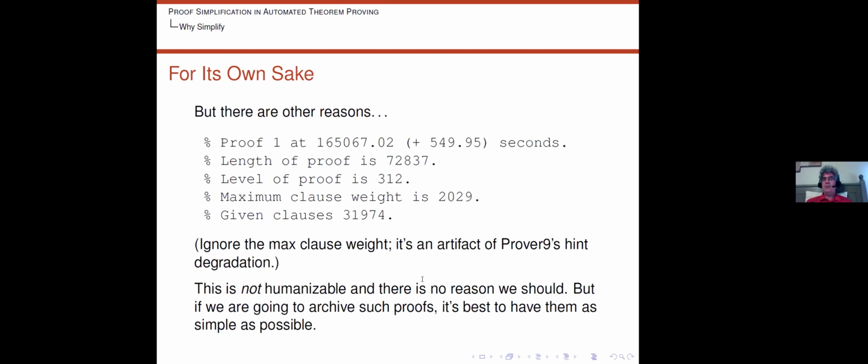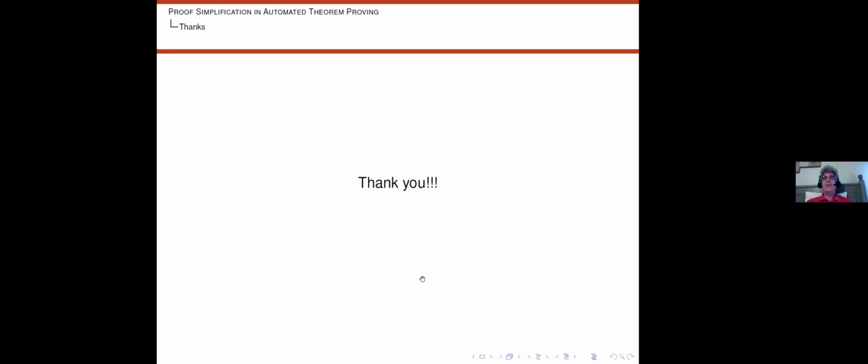Notice the length of the proof, 72,837 steps. Don't pay any attention to the clause weight, that's not realistic. There is no way that anybody is going to humanize this, and I have no intention of ever doing so. But at least if we're going to archive it, we should try to keep things as simple as possible. All right, I'm done. Thank you very much. I'm sorry I went a couple of minutes over.